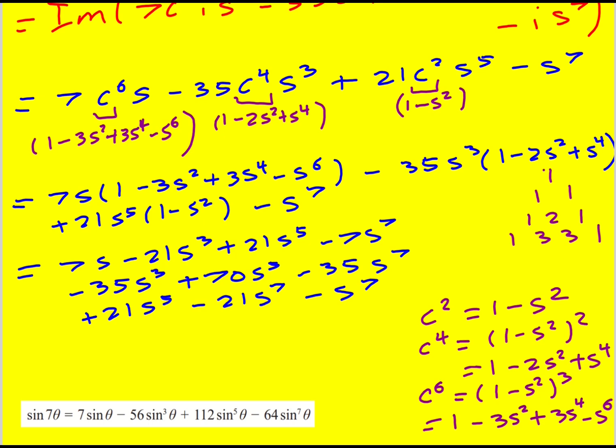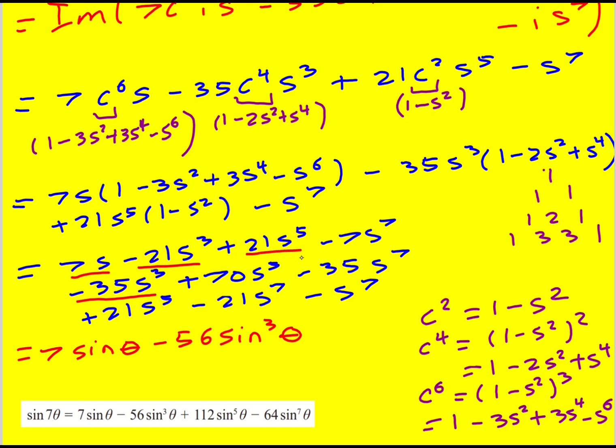Okay, we've just got a single s term. So I've got my 7 sine theta. Then I've got minus 21s to the 3. I think I've made, oh yeah, that was a 5 there. Minus 35s to the 3. That is going to give me minus 56s to the 3, or sine cube theta.